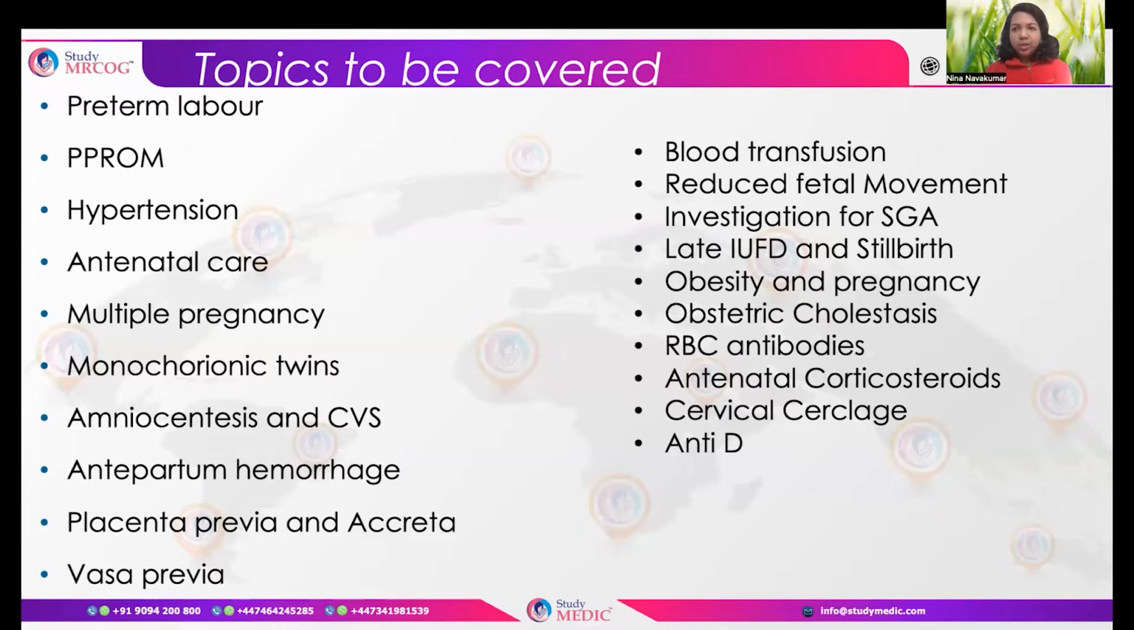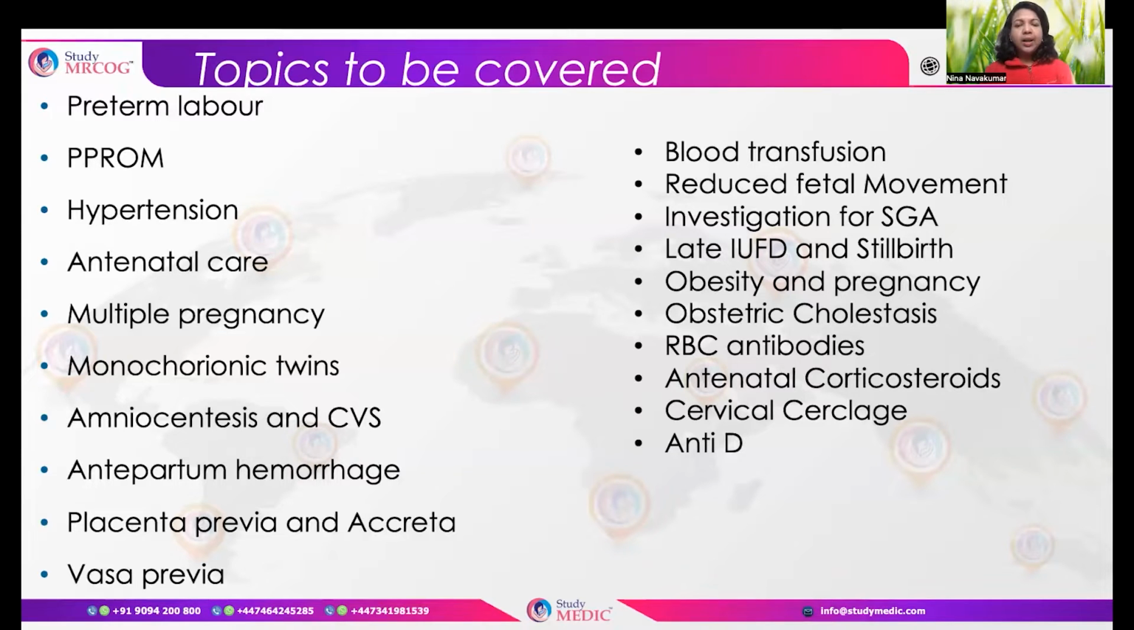It's quite an old guideline from the GTG. Even investigation for small for gestational age babies is also quite an old one. Late IUFD and stillbirth from the GTG. Obesity and pregnancy is not very old, it's pretty new. Obstetric cholestasis is one of the newest guidelines from the GTG. RBC antibodies. Antenatal corticosteroids is also one of the latest guidelines from the GTG. Cervical encirclage as well as anti-D.